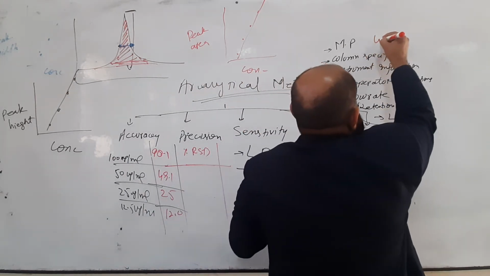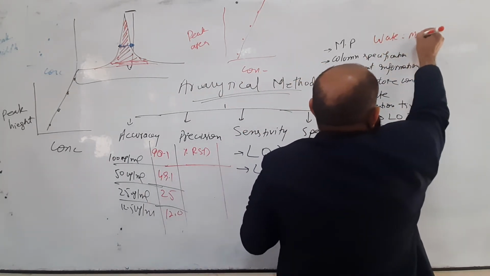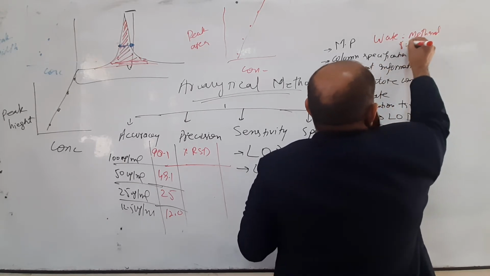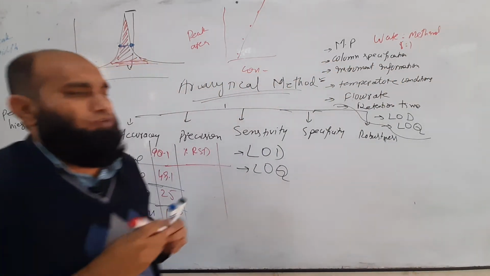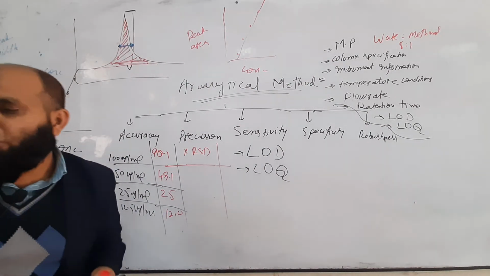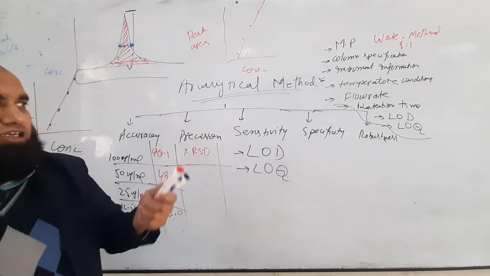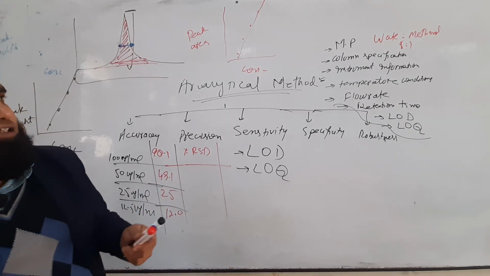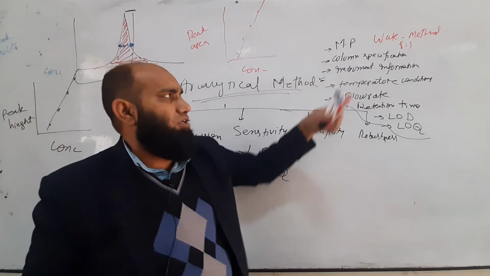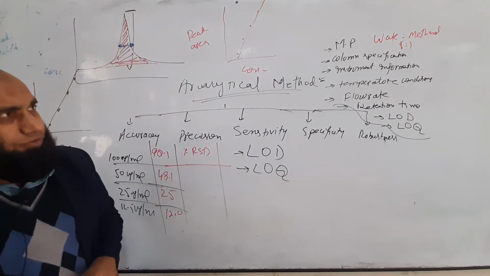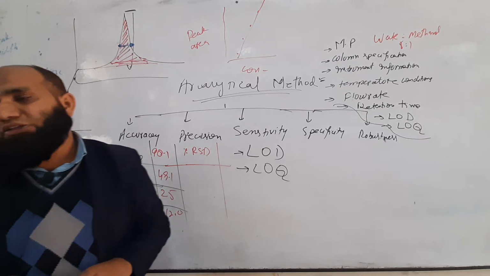Then water and methanol, 1:1 ratio. So we will make some changes. We will change the ratio of the water and methanol, and then we will check. Same way, we can change the composition or nature of the column, and we can change some temperature conditions. These are basically the robustness.